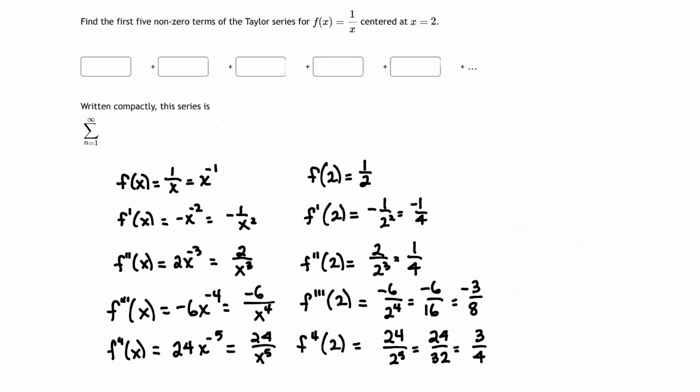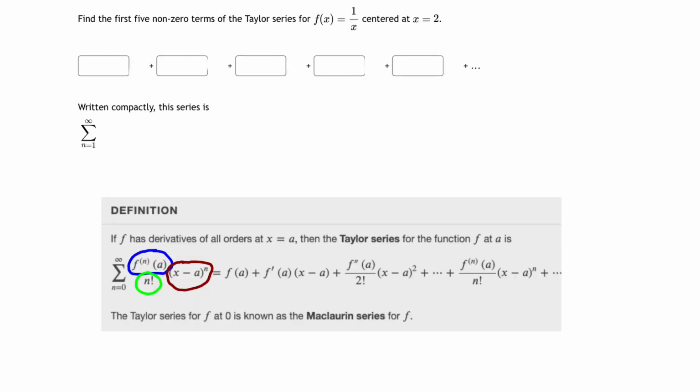Let's go back quickly. For our Taylor series, remember we've got different pieces, and right now I'm just focusing on our derivatives at a. The other piece we have to worry about is our n factorial. I can look at that as 1 over n factorial, and so now let me combine the derivatives with 1 over n factorial.